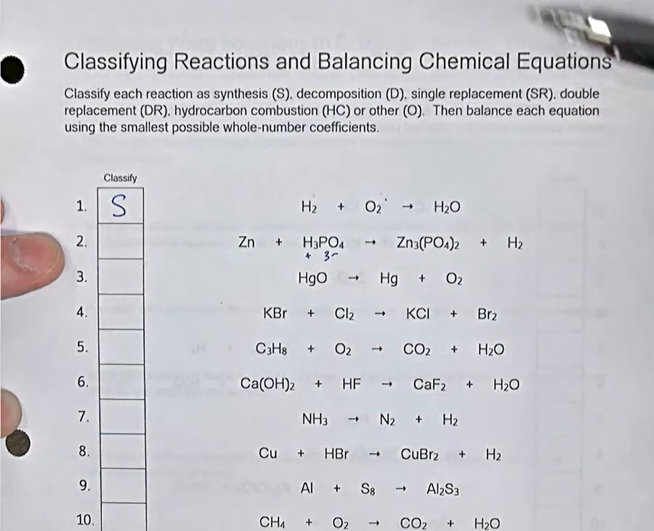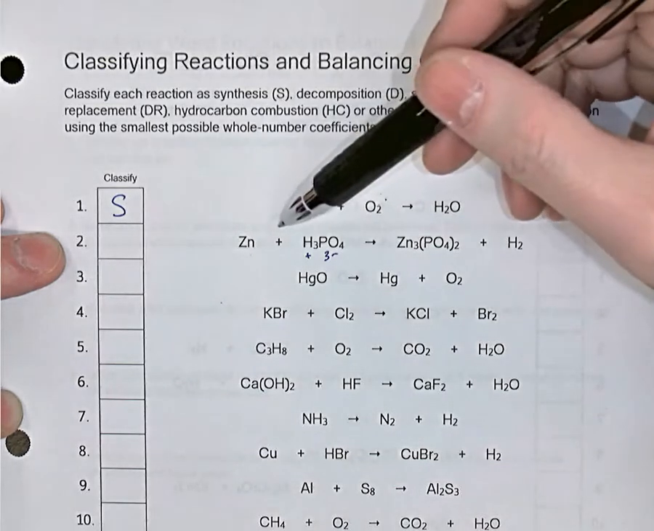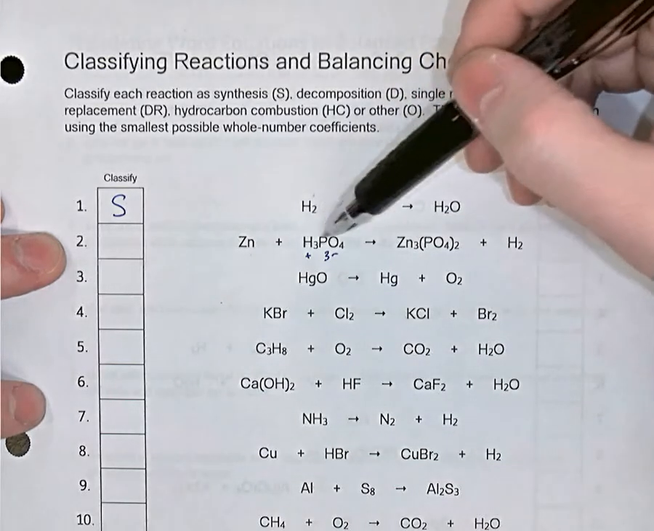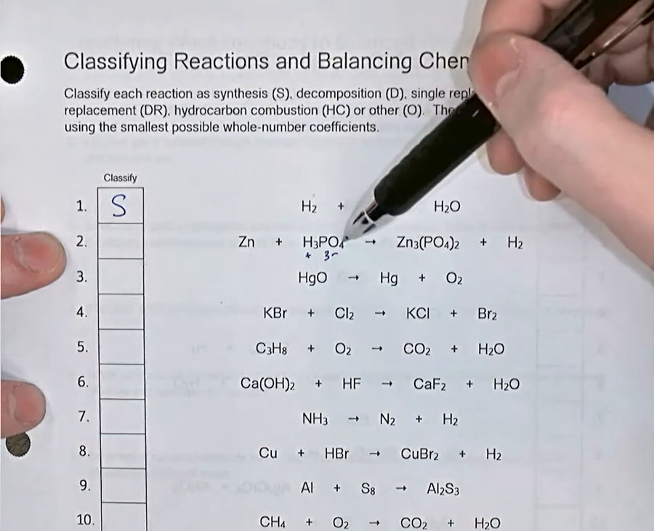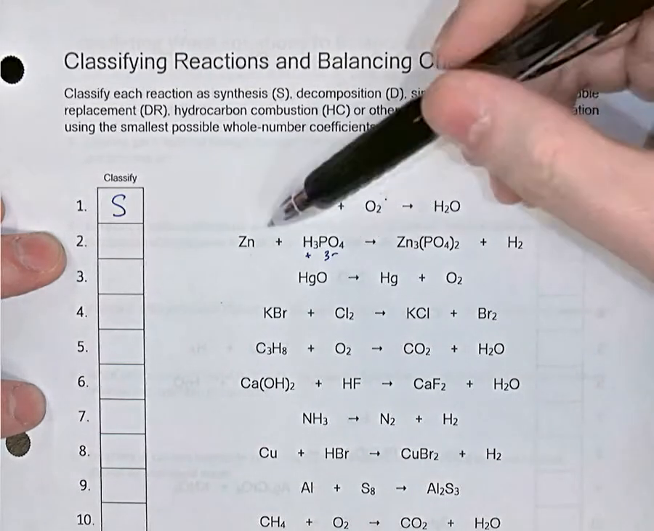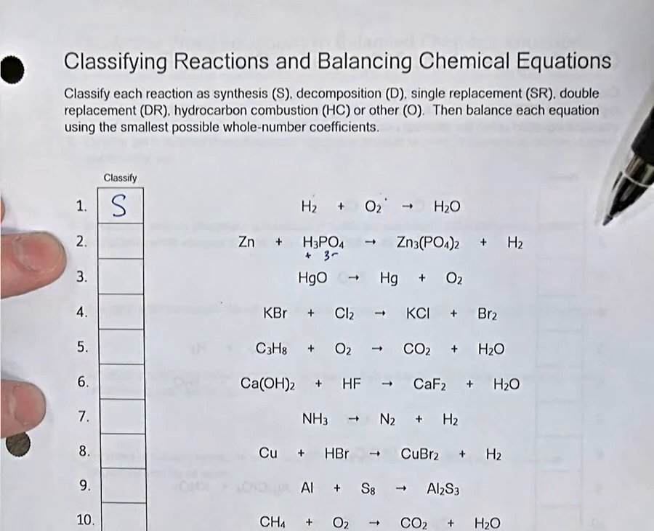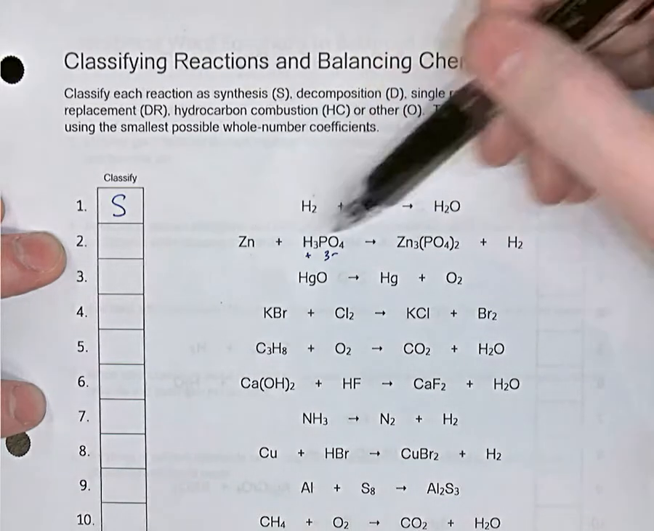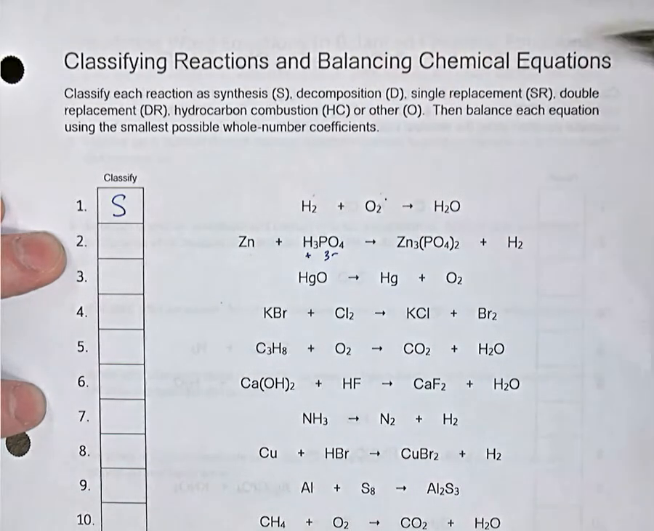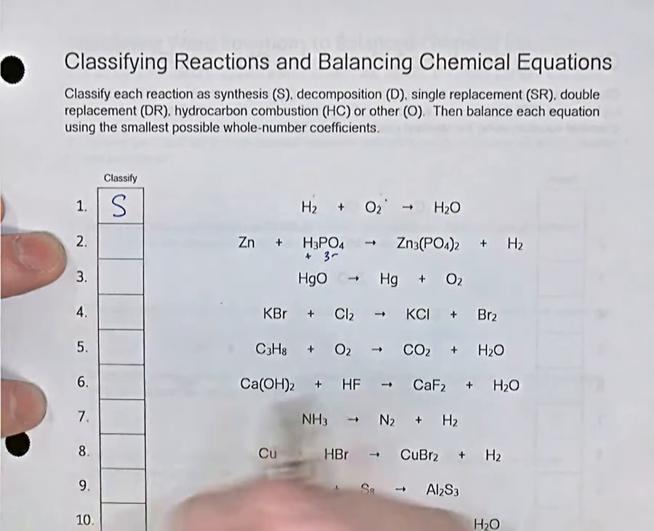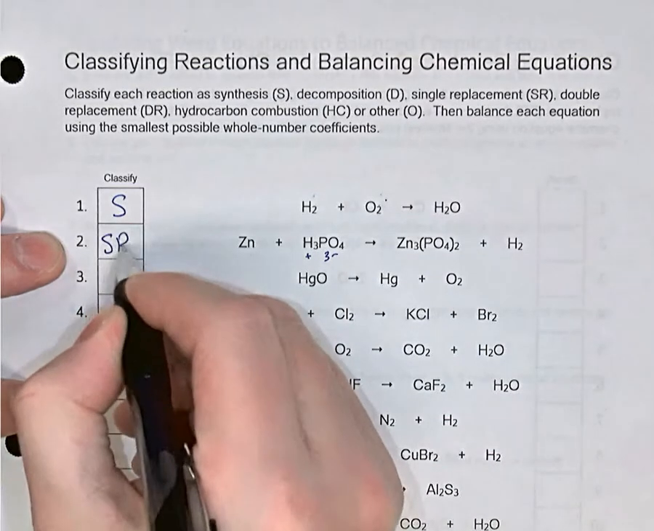That's actually an acid, but we can think of it as being made of cations and anions. So this kind of looks, if you recall, like that dancing situation. These two guys are dancing, the positive hydrogen and the negative phosphate, and zinc is wanting to come in and dance with somebody. So this is an element with an ionic compound. That was the single replacement reaction.